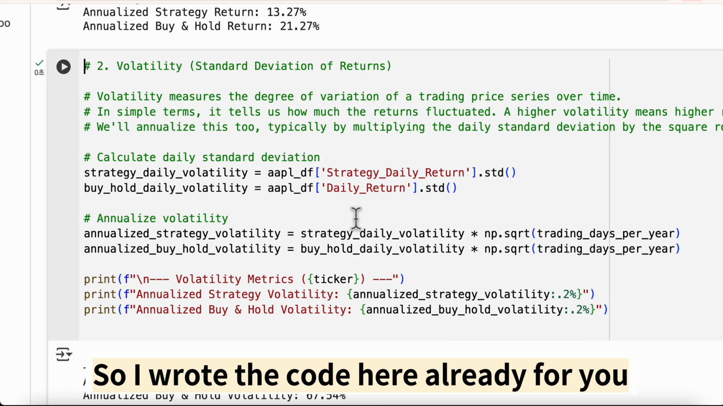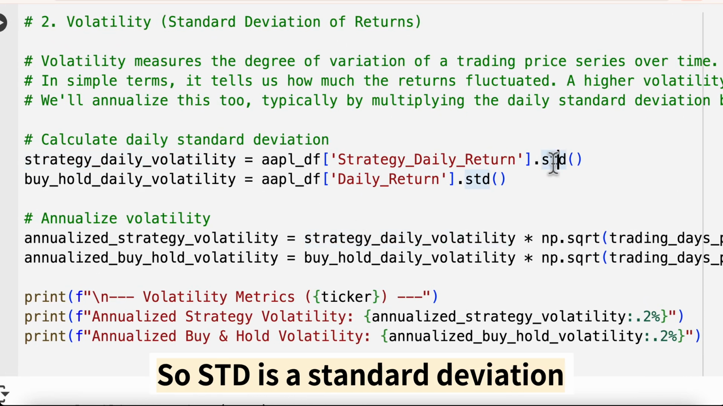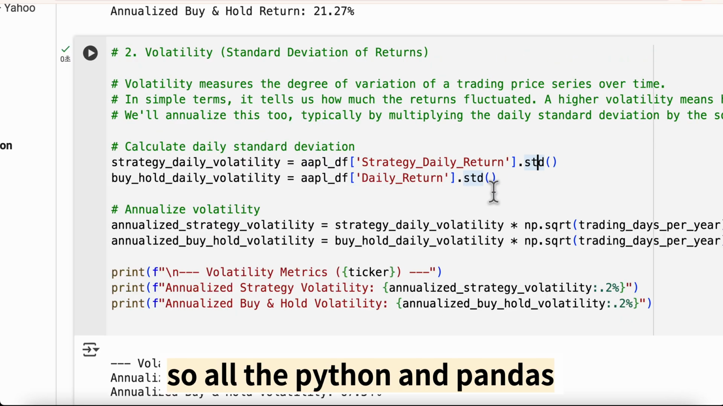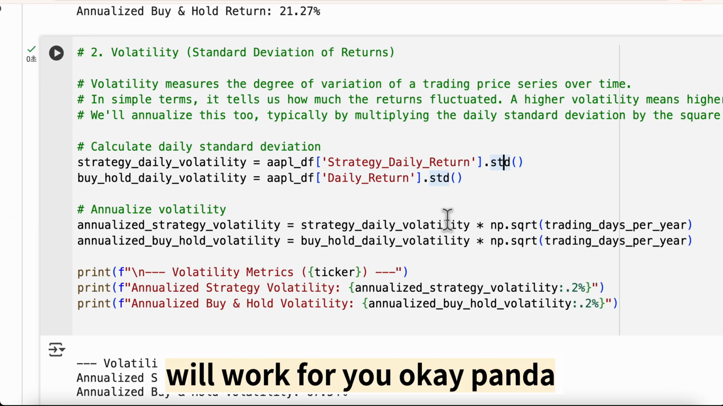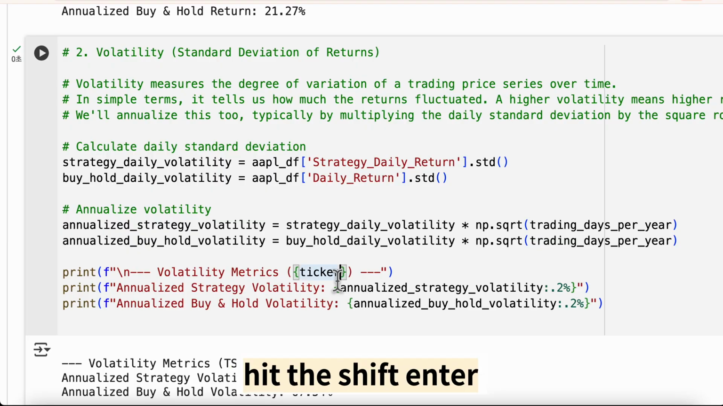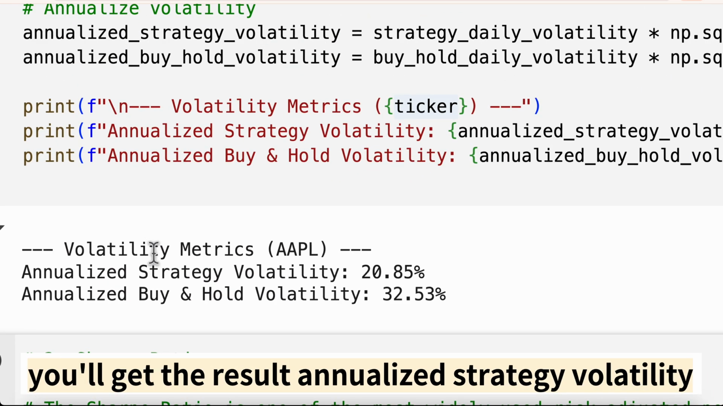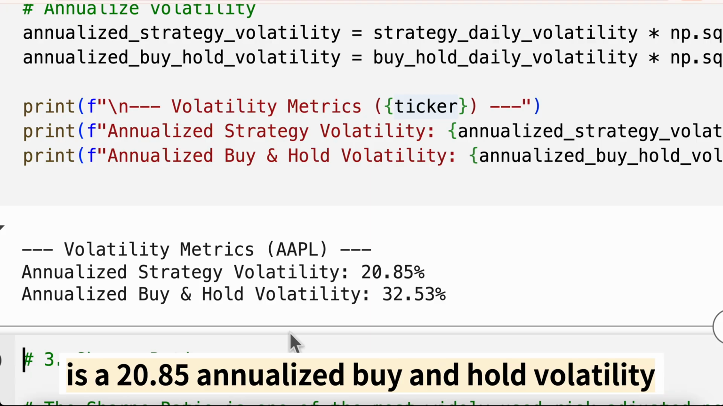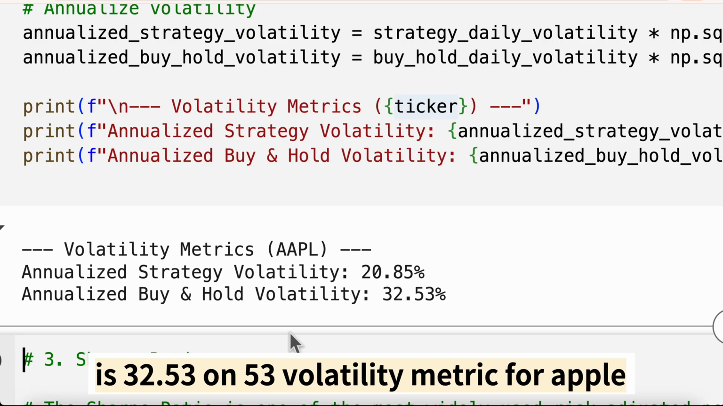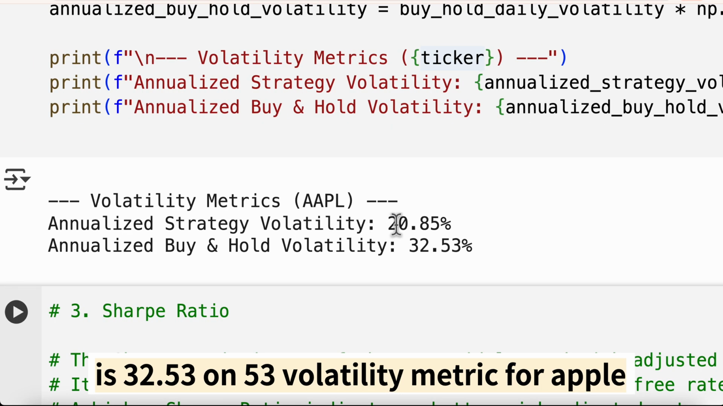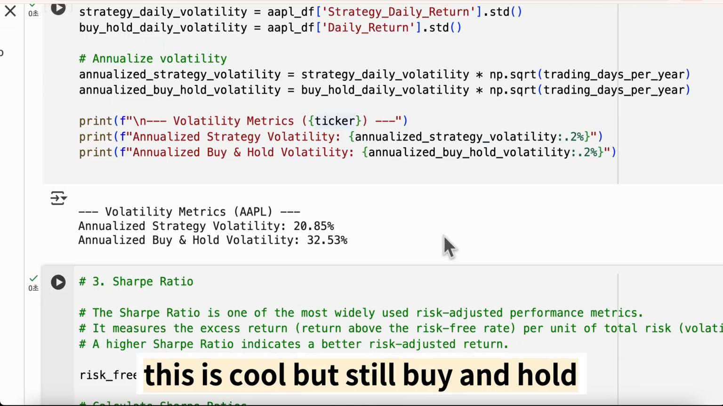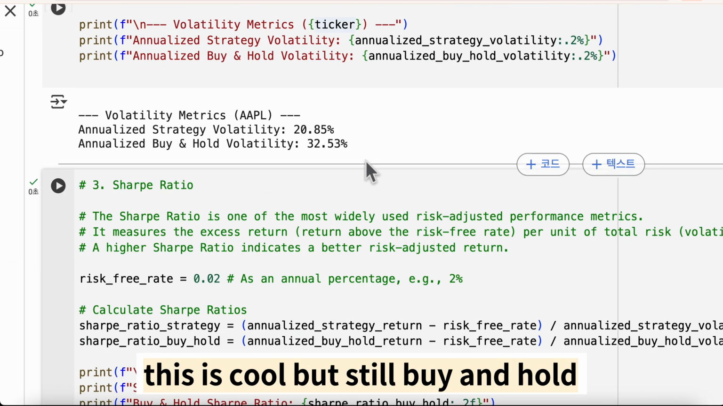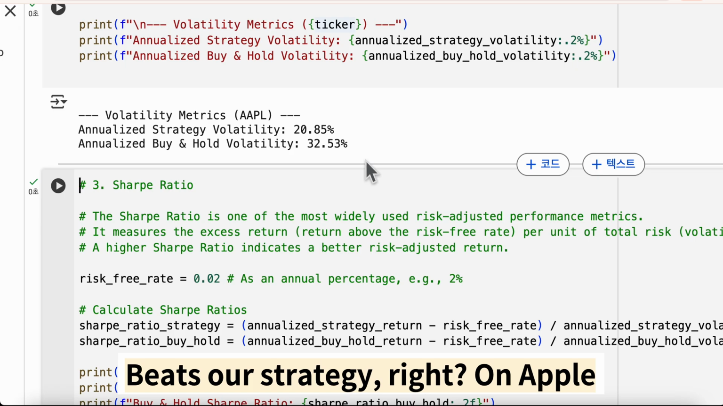So I wrote the code here already for you. So STD is standard deviation. So all the Python and pandas will work for you. So hit the shift enter, you'll get the result. Annualized strategy volatility is 20.885%. Annualized buy and hold volatility is 32.53%. Volatility metric for Apple, right? This is cool, but still buy and hold beats our strategy on Apple.